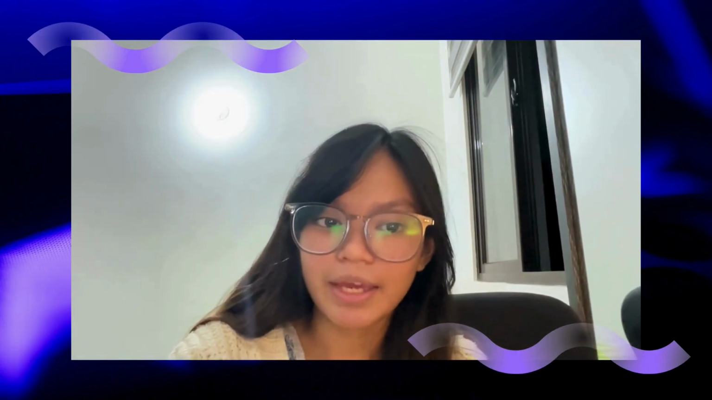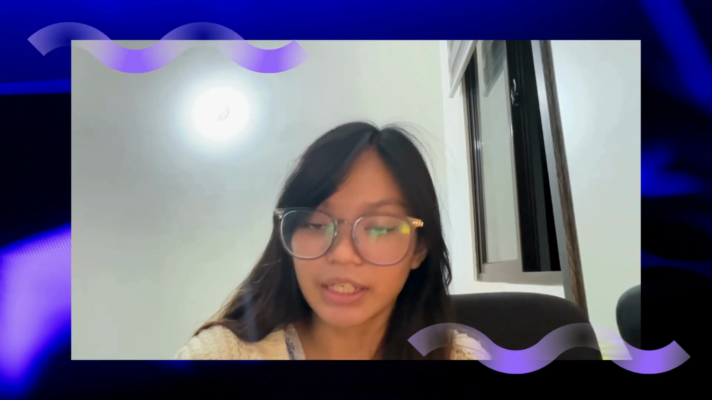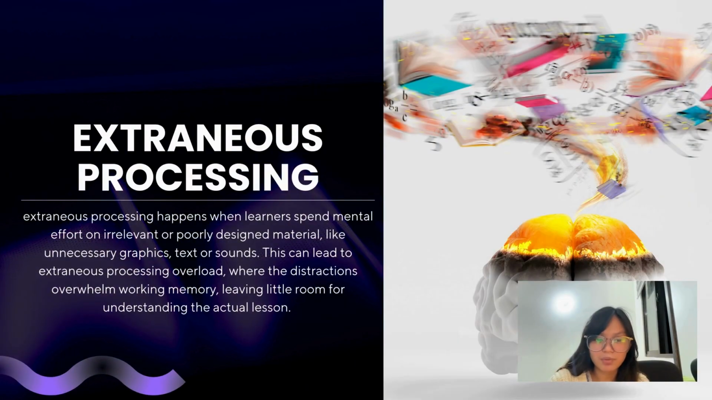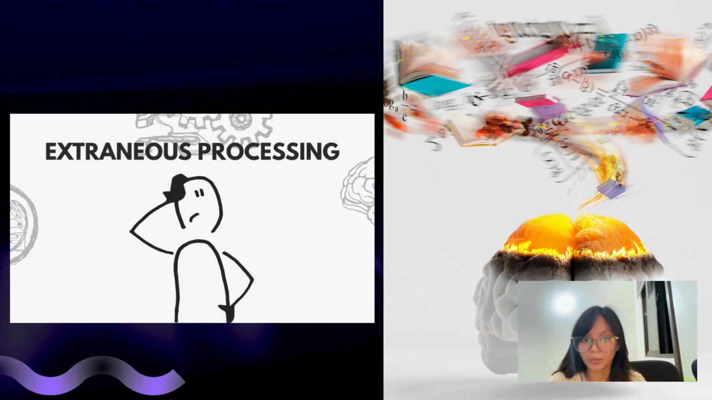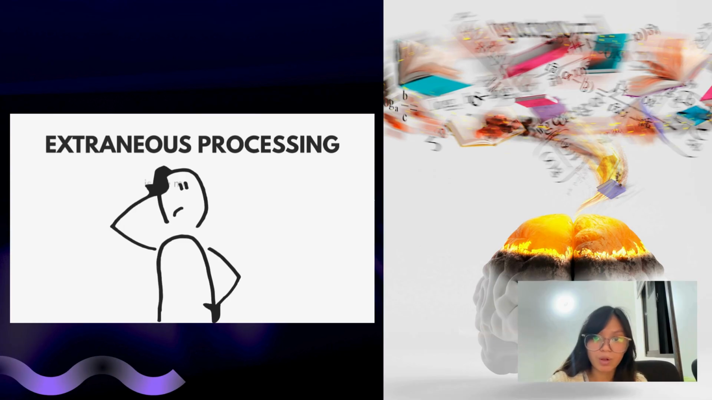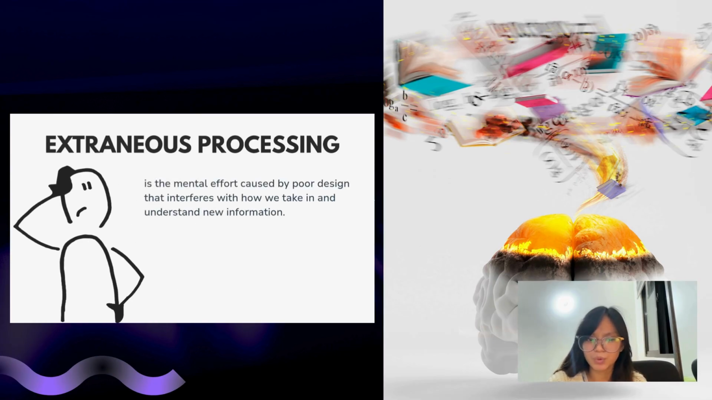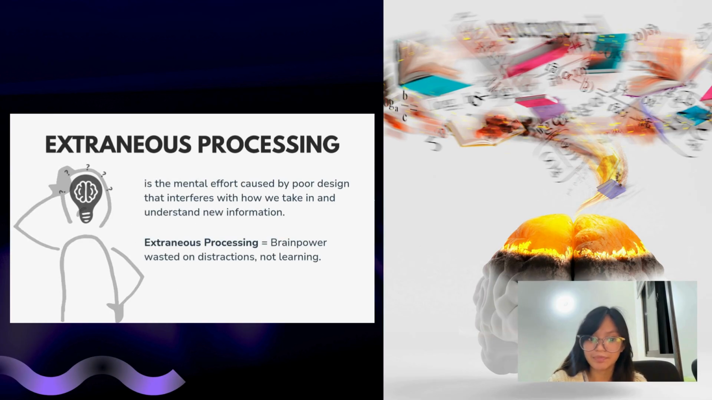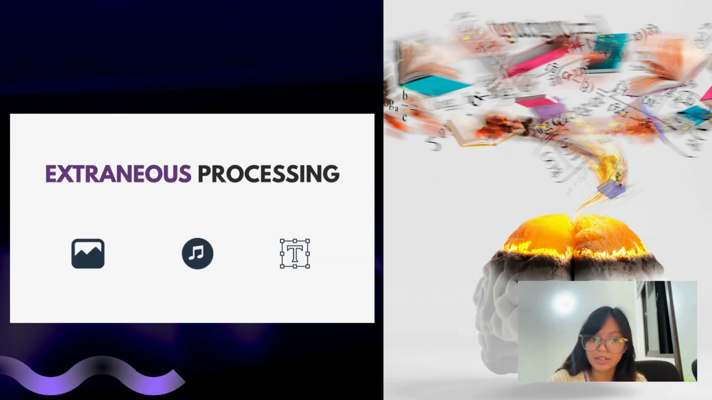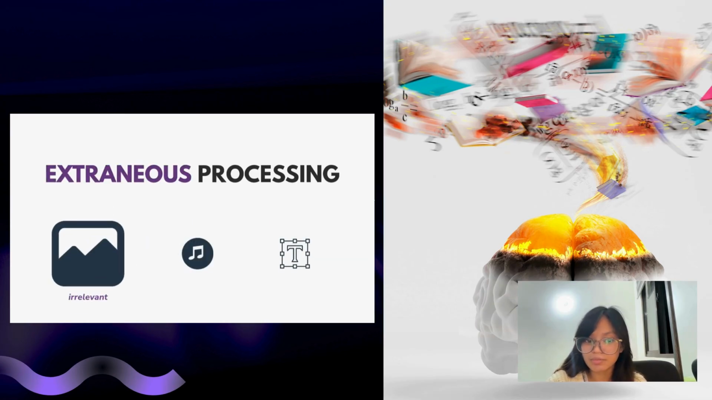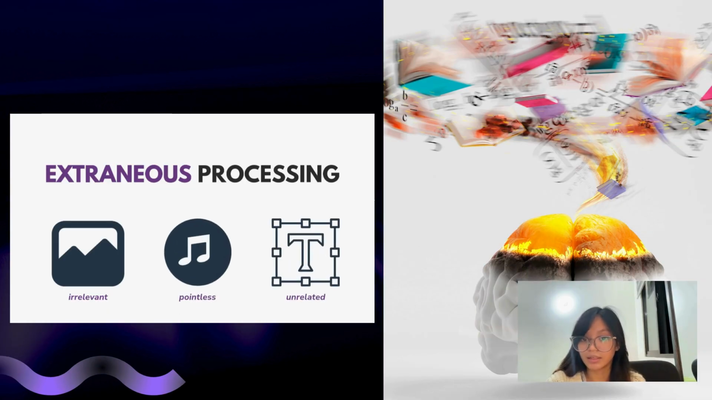Let's talk about how to make multimedia learning more effective by reducing extraneous processing. Firstly, extraneous processing happens when learners spend mental effort on irrelevant or poorly designed material like unnecessary graphics, texts, or sounds. This can lead to extraneous processing overload, where the distractions overwhelm working memory, leaving little room for understanding the actual lesson. The culprit is the extraneous material, which are elements like decorative images, background music, or redundant text that don't serve its intended purpose.